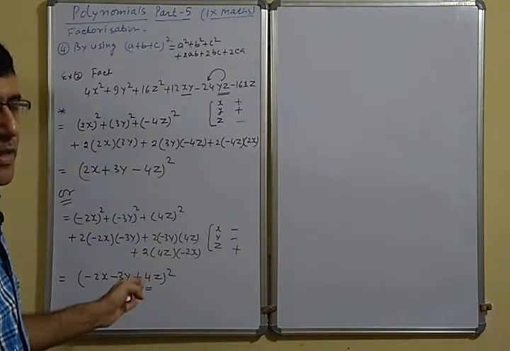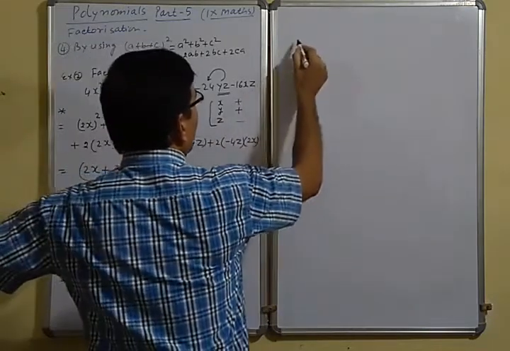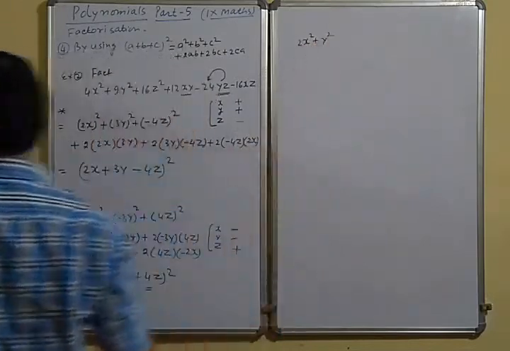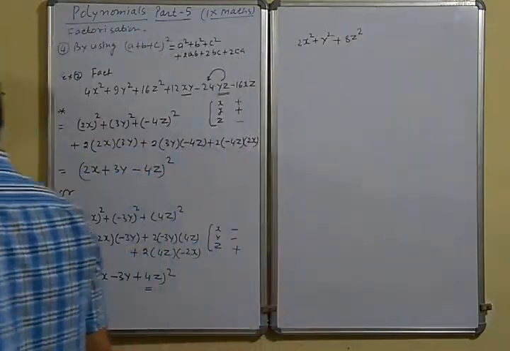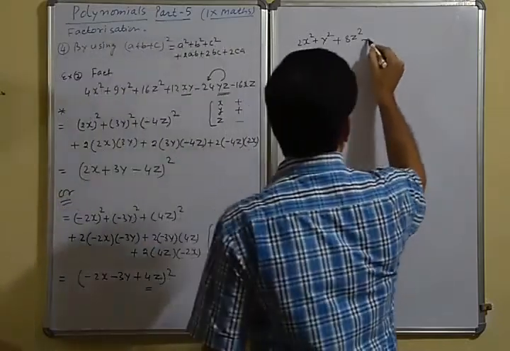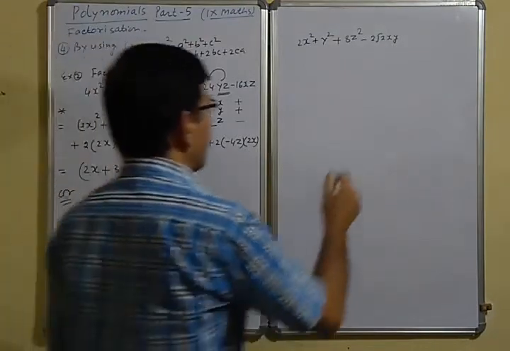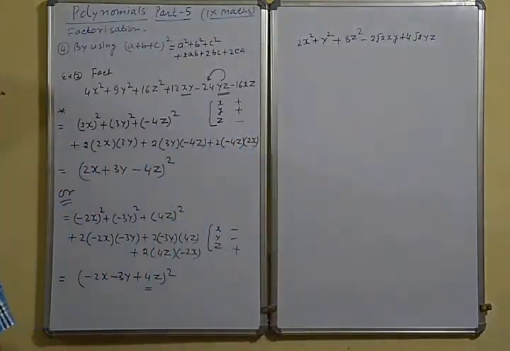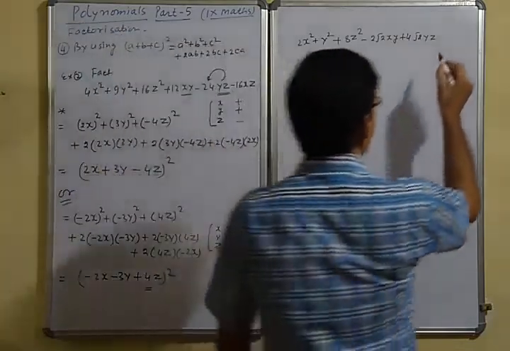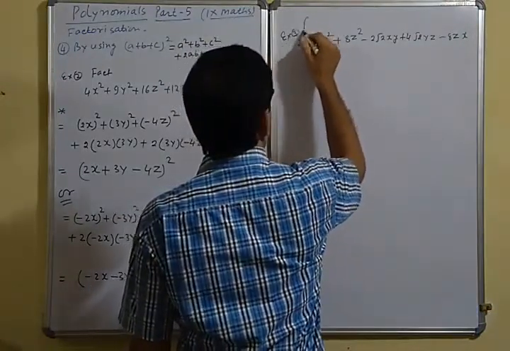Now let us see another example. Example number 3: 2x square plus y square plus 8z square minus 2 root 2 xy plus 4 root 2 yz minus 8zx. We have to factorize it.